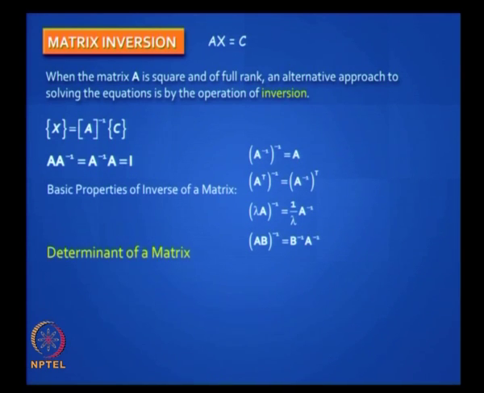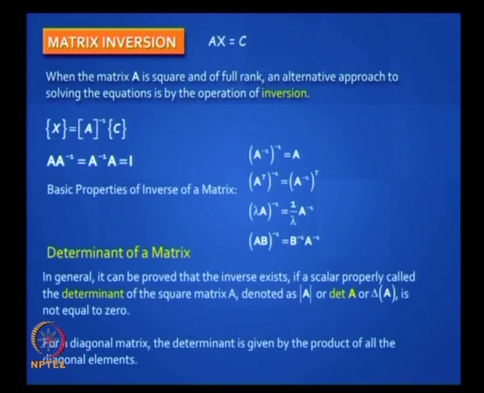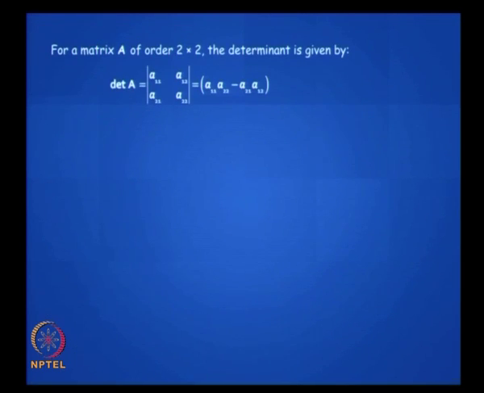What is the determinant of a matrix? Why do you need to know it? So in general it can be proved that the inverse exists if a scalar property called the determinant of the square matrix, denoted |A| with those vertical lines, or det A or delta A, is not equal to 0. For a diagonal matrix the determinant is given by the product of all the diagonal elements, you know that, that is an easy way to find out.